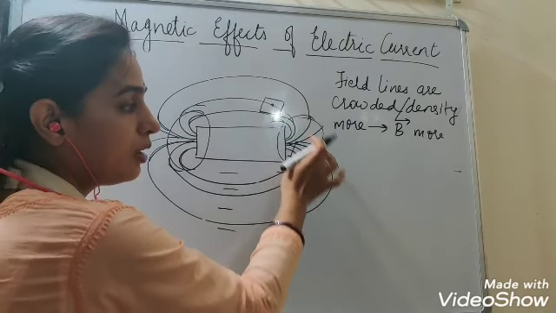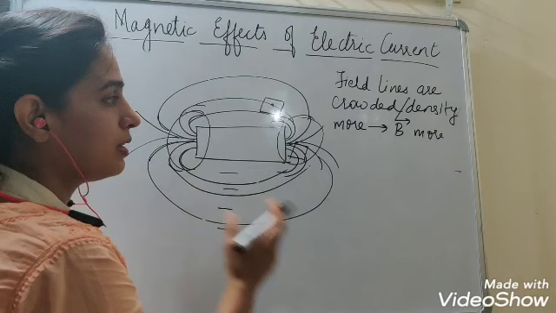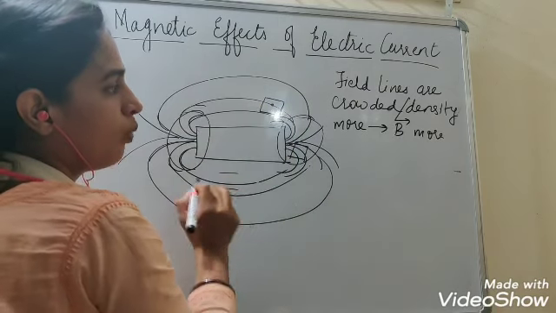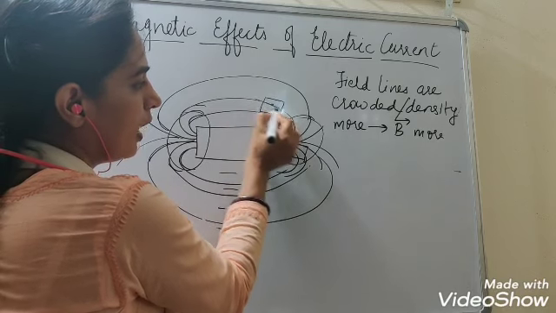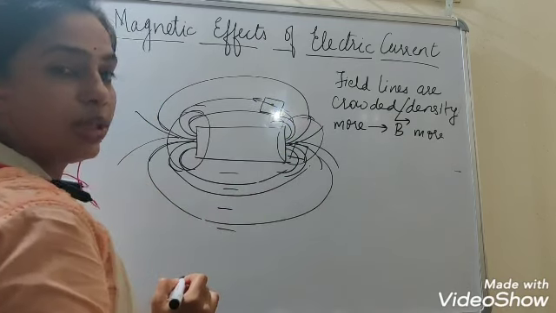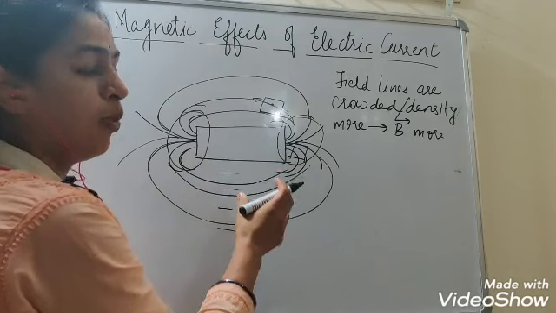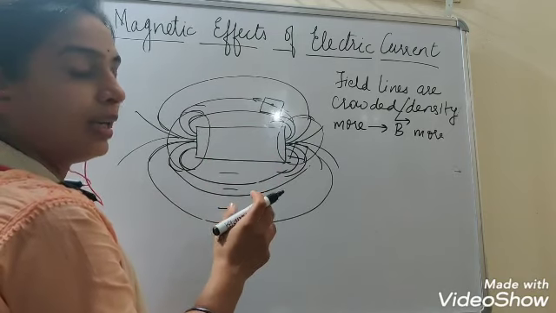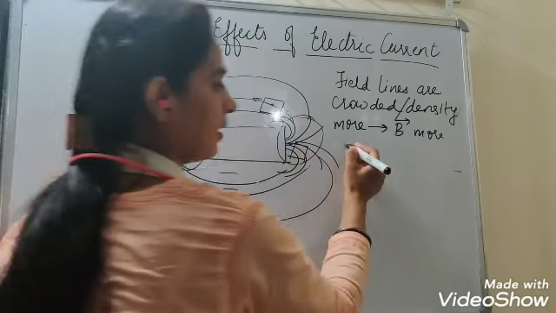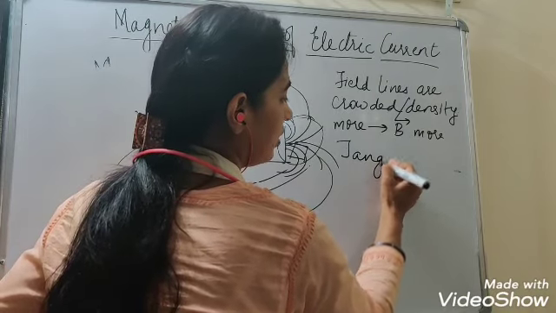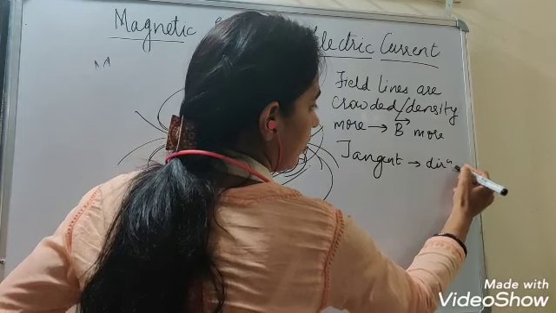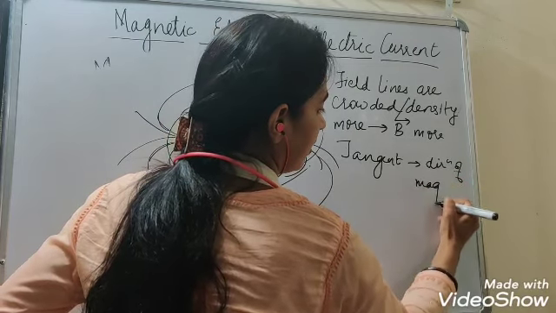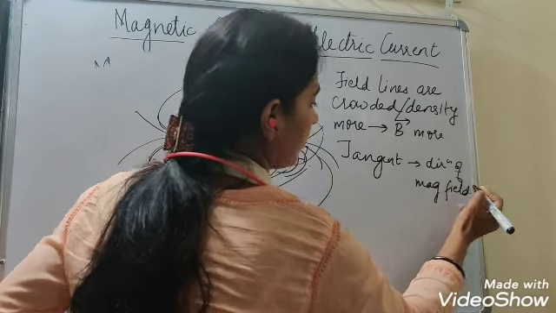That means here at this point the magnetic field strength is strong. At this point, if I want to find the direction of the magnetic field, then simply what do I do? I draw a tangent. So a tangent drawn at any point on the magnetic field line gives the direction of the magnetic field. Tangent gives the direction of magnetic field at any point.